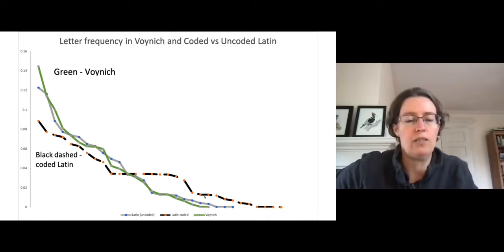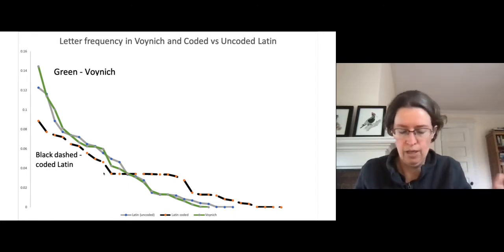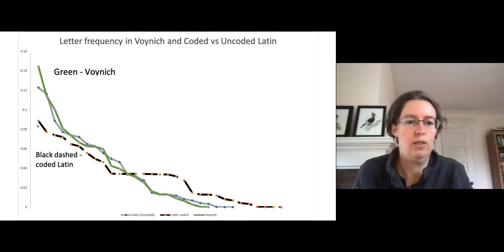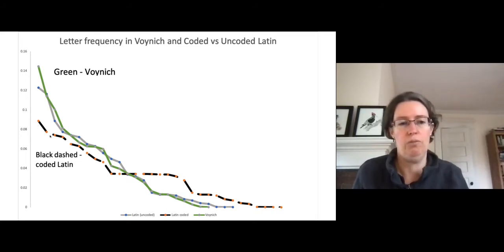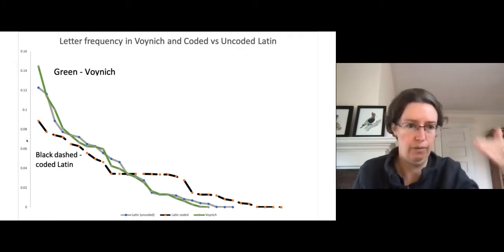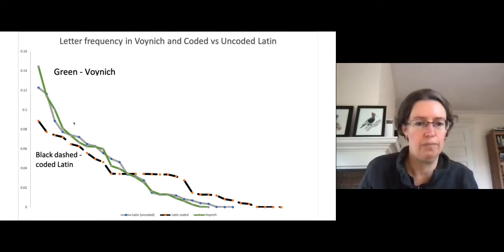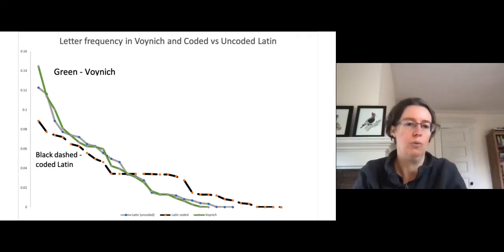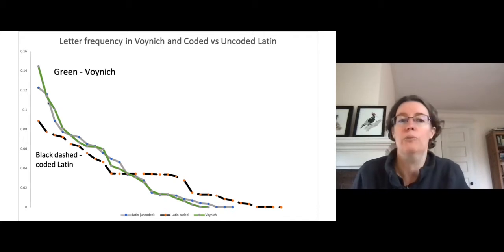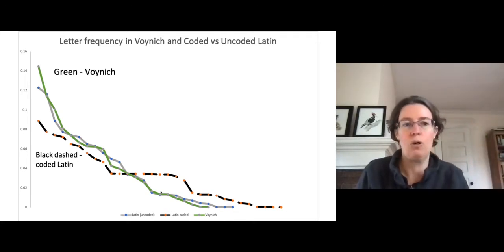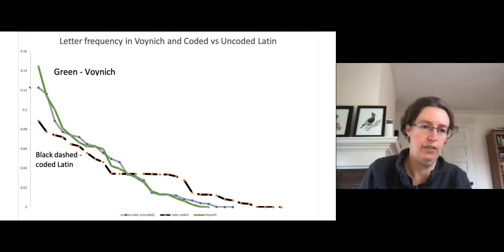This is a text that was coded in Latin. And I simply used a substitution cipher with multiple substitutions for the most frequent letters. And so you can see that we still have a frequency distribution, but it starts much lower than with either the Voynich manuscript here or uncoded Latin, which is the grey line here as well. And you can see that the frequency distribution of individual letters is quite similar in Latin and in Voynich.